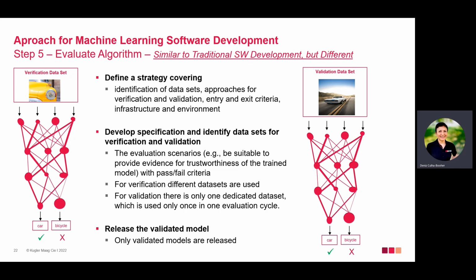So let me go back for a second. Please. I have a question about this. Please. So for validation, there is only one dedicated data set, which is only used once in one validation cycle. That's what I understand. What if you fail validation? What happens? Then you're done. Game is over. And do you use a different data set to revalidate?